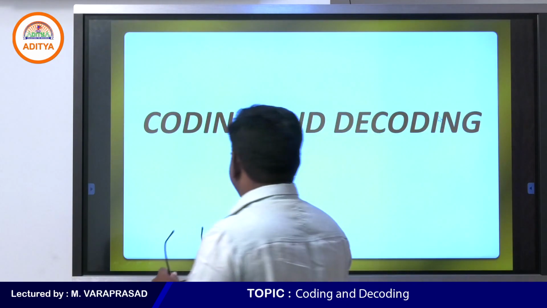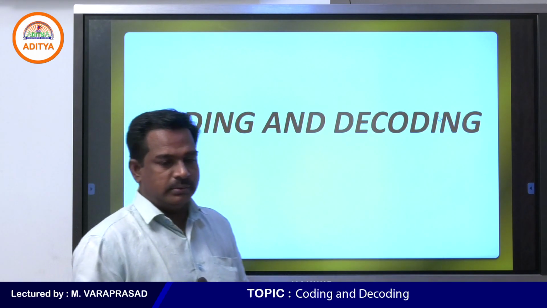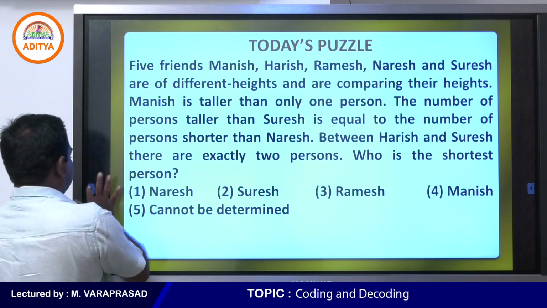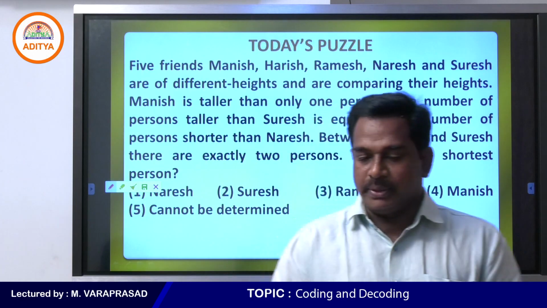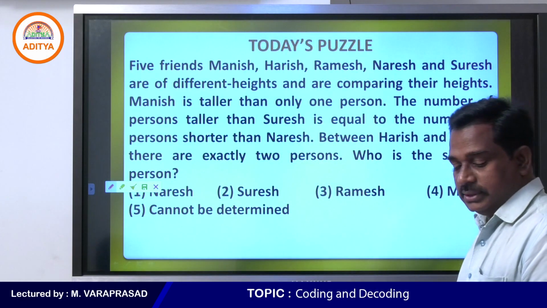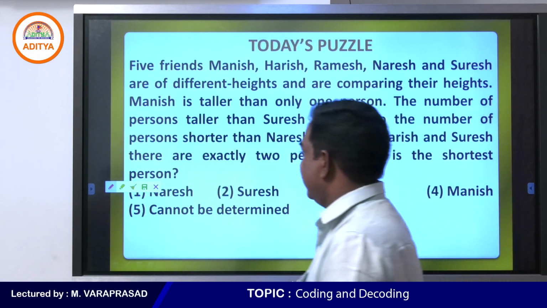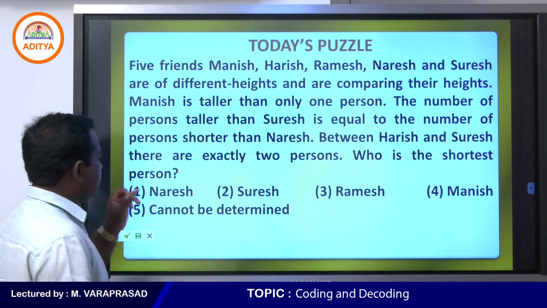And today's concept is coding and decoding only. Today, coding by comparison. So first we will discuss our today's puzzle, right? So what is the puzzle? Just go through the puzzle. We can discuss now. Just read it carefully and find out what question is asking in the puzzle. Yes, now see what question is asking there.